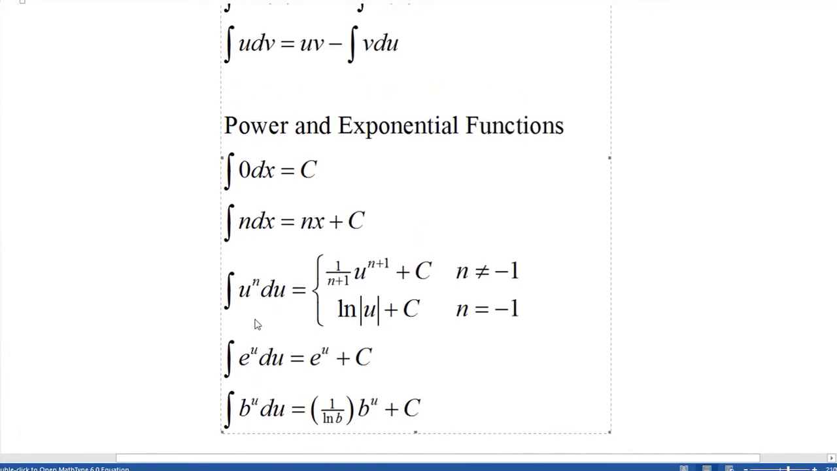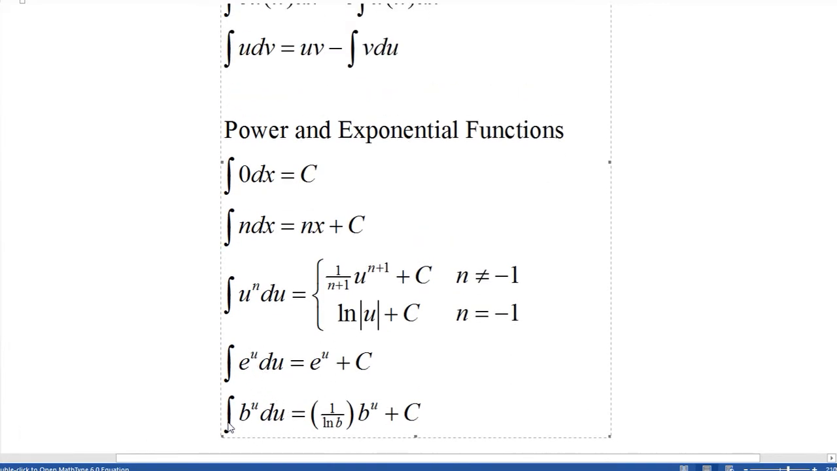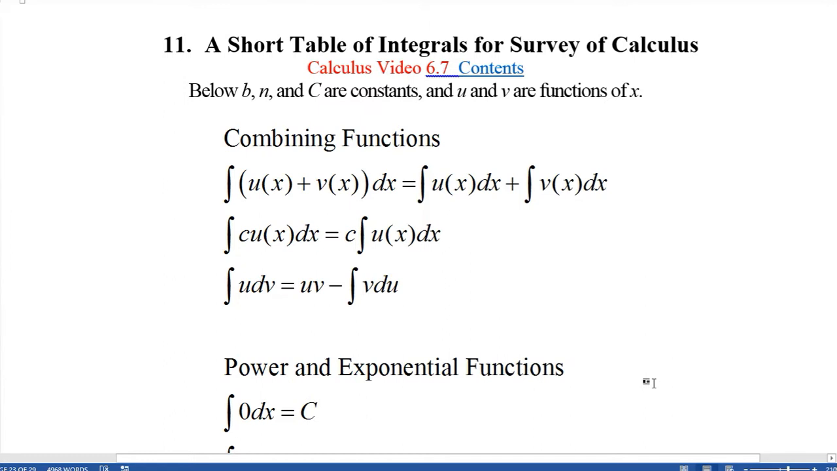And then we know that for exponential functions, in general, we have the antiderivative of b to the u du is b to the u divided by the logarithm of b, plus c. And of course, a special case of that is the antiderivative of e to the u du is just e to the u plus c. Now notice all these have a plus c in them. And those are all the basic rules that we really need to do any of the problems that we're going to encounter in a Survey of Calculus class.